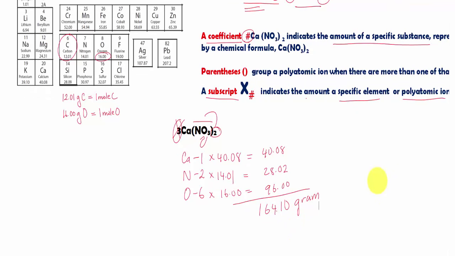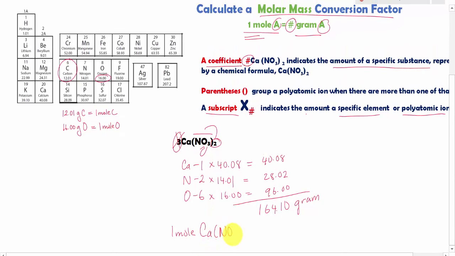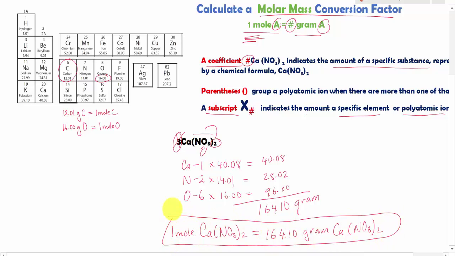How do we express this as a conversion factor? Of course, we will have 1 mole of the substance. 1 mole, in this case, the substance is Ca(NO3)2. Notice I don't care about the 3 because we are looking for 1 mole of a substance, equal to 164.10 grams of Ca(NO3)2. And this is a conversion factor that we can now apply to the stoichiometry flowchart.